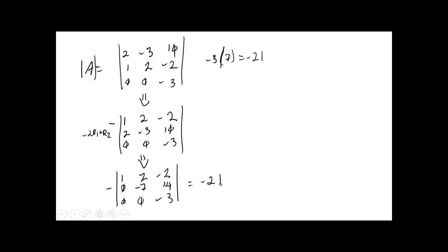So if you exchange two rows, the determinant becomes the negative of the previous one. If you multiply one row by a non-zero constant, you multiply the determinant of the first one by that non-zero constant as well. But if you add a multiple of one row to another row, it doesn't change the determinant, so you leave it alone. Okay.